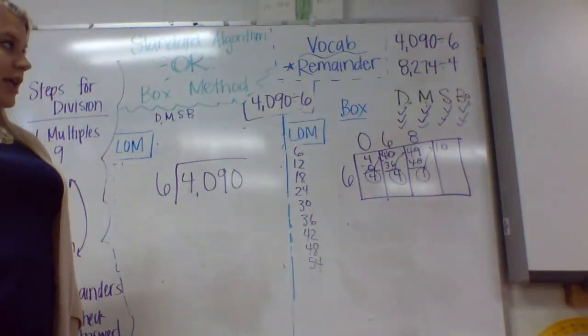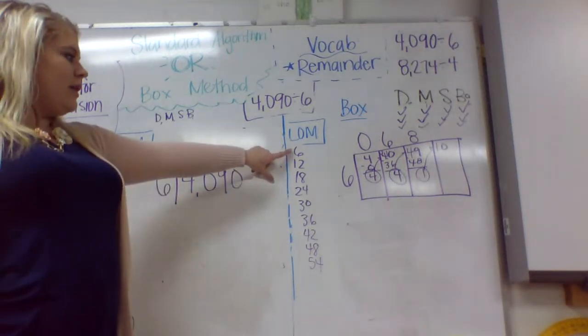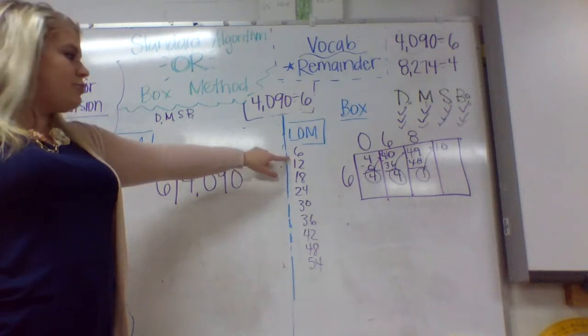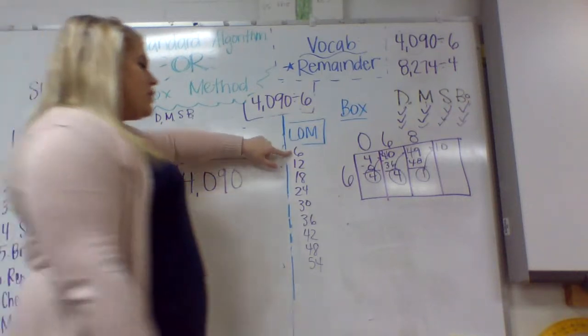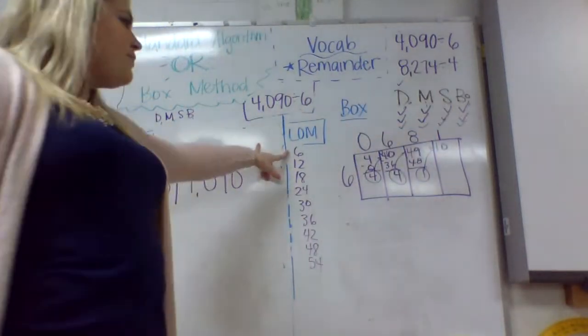Now I'm ready to start again. How many times can 6 go into 10 without going over? 6, 12, that's too much. Have to jump back. So we can go into 10 one time. I'm going to start with my check marks on top.